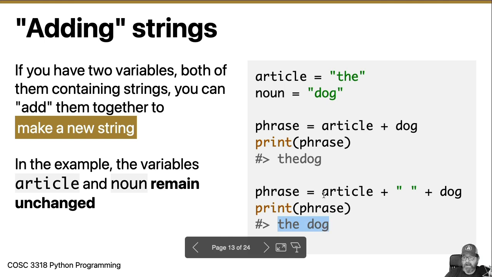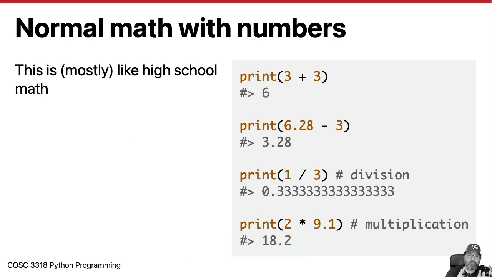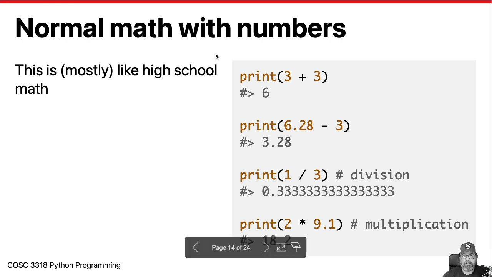Again, when I'm adding these things together, the original value of article and the original value of noun don't change, because I'm adding them together to create a new value, which then gets stored inside another variable. Normal math with numbers, hopefully you remember addition, subtraction, division, and multiplication. Addition and subtraction look like what we normally remember, hopefully.